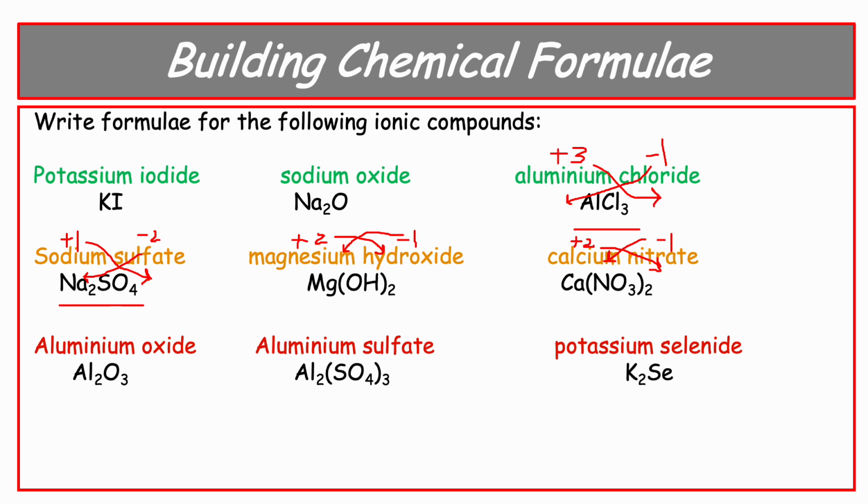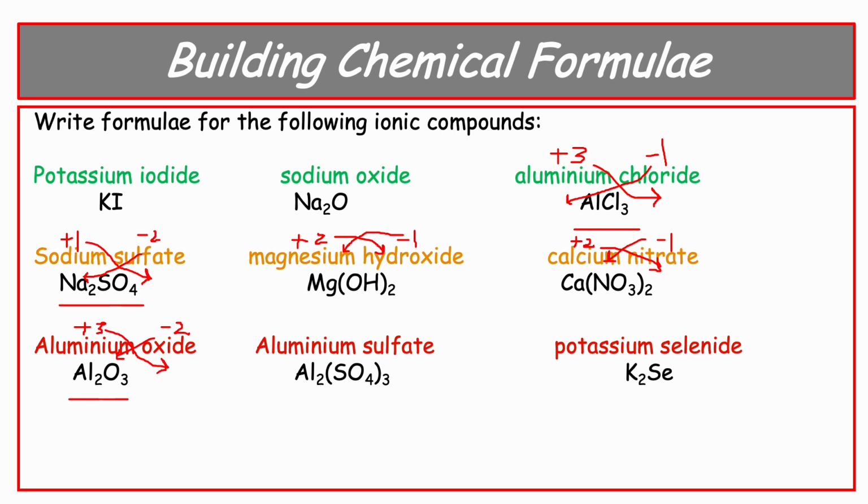Aluminium oxide was on the last page, but I'll go through it again. Aluminium's in group 3, so forms a +3 ion. Oxygen's in group 6, so forms a -2 ion. Swapping the numbers, I need 3 oxygens and I need 2 aluminiums. That's why it's Al2O3.